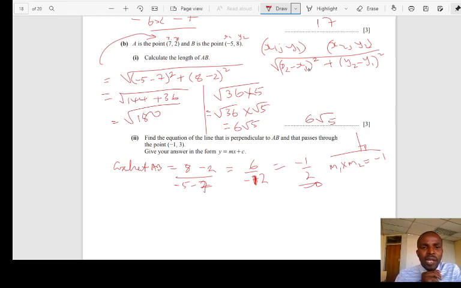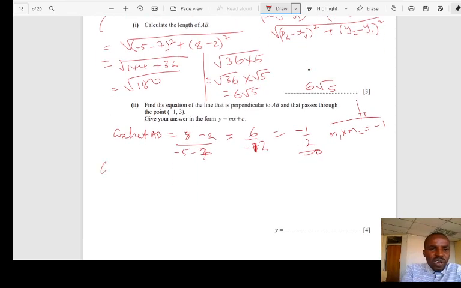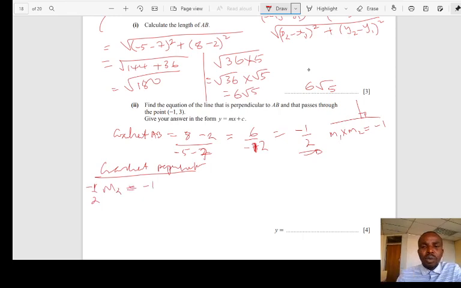Then for the gradient of the line perpendicular to AB, let the gradient of the perpendicular line be M2. You say minus half times M2 is equal to minus 1. So M2 will be equal to, you cross multiply, multiply by 2, you get minus 2, then divide by minus 1, you get M2 is equal to 2.